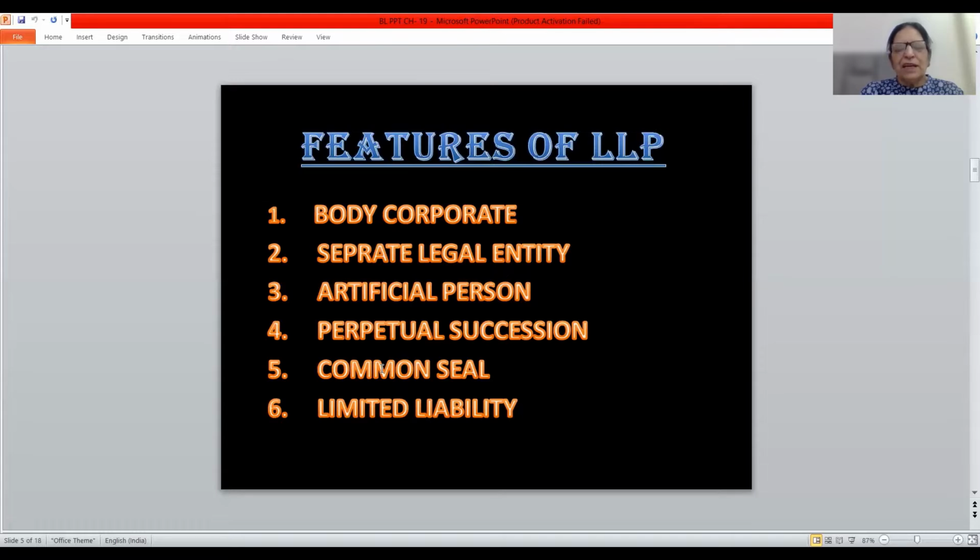The limited liability. There is no concept of unlimited liability in case of LLP. So this limited liability concept distinguishes the LLP from other forms of business organization. Partners' liability is limited up to the amount of contribution. So whatever they have contributed, if they have contributed their agreed amount, then in that case, friends, their liability will be nil. Only in case of fraud, their liability will be unlimited.